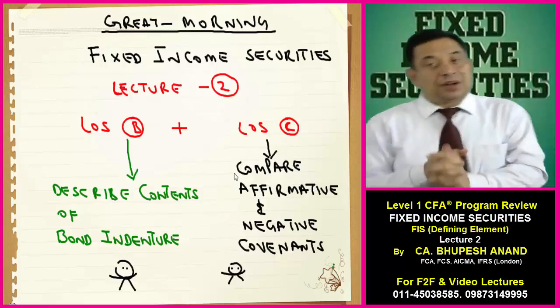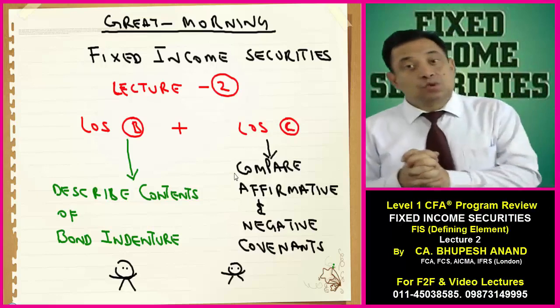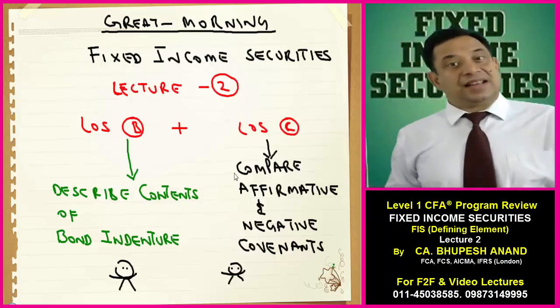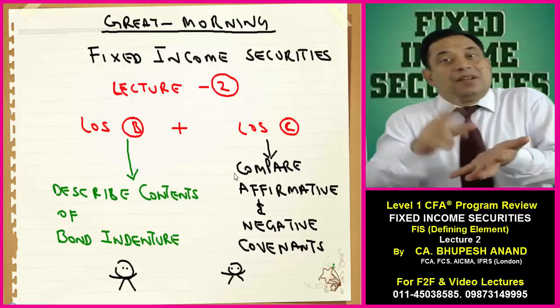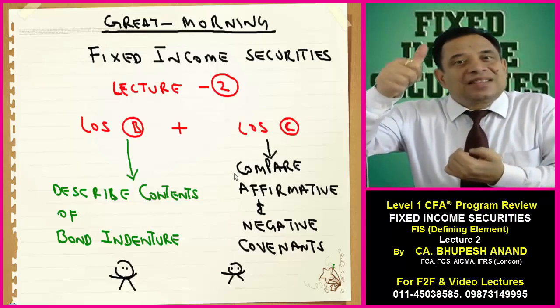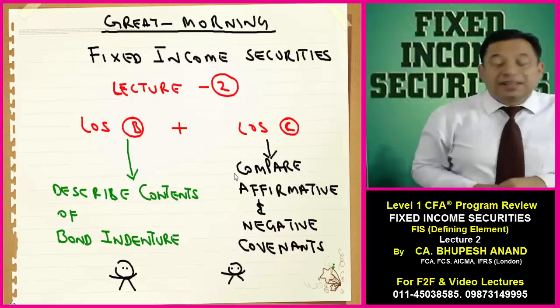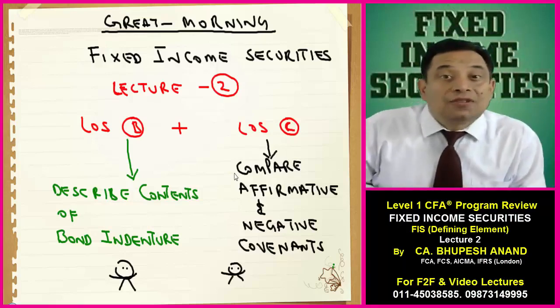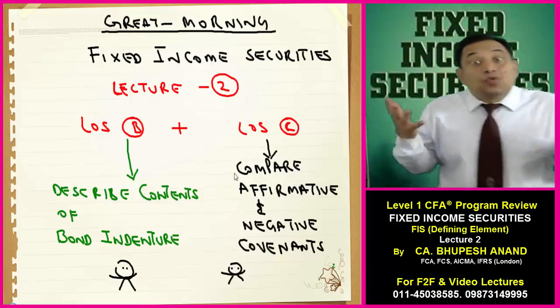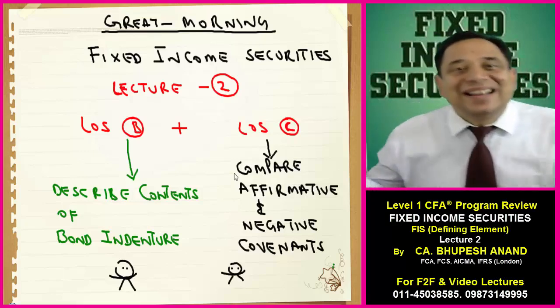So fixed income securities, please take out your registers. Lecture number 2, learning outcome number B, because we covered learning outcome number A in the last lecture. In today's lecture, we'll be covering 2 learning outcomes, B and C. Learning outcome B is: describe the contents of bond indenture. So firstly, we will be discussing what is the meaning of bond indenture.